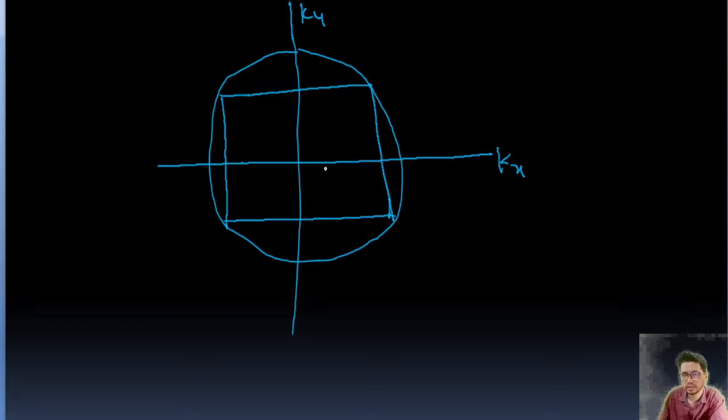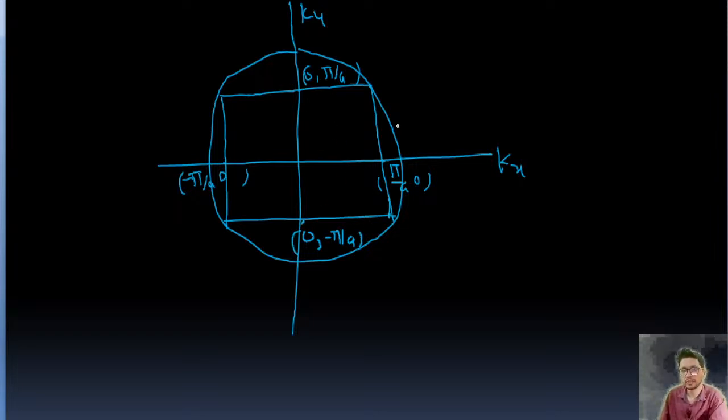So this distance is pi by a, coordinate (pi/a, 0). This is (-pi/a, 0), this is (0, pi/a), this distance is pi by a, and this is, apologies, (0, -pi/a). This is the first Brillouin zone in momentum space, right?